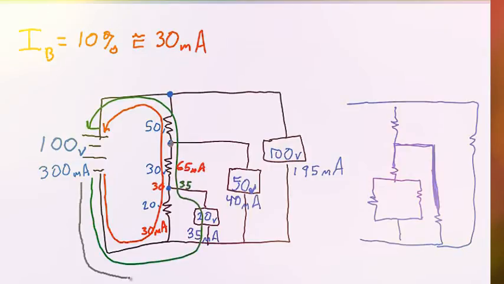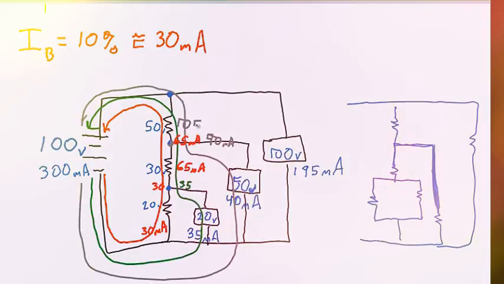I have the green, the red still flows. Now I have that 40 milliamps flowing. So I have 65 milliamps plus the 40 milliamps from right there. That means I have 105 milliamps going through that 50 ohm.